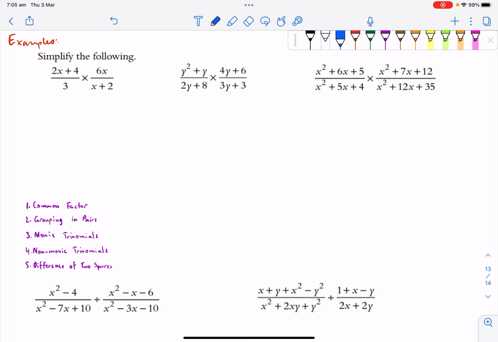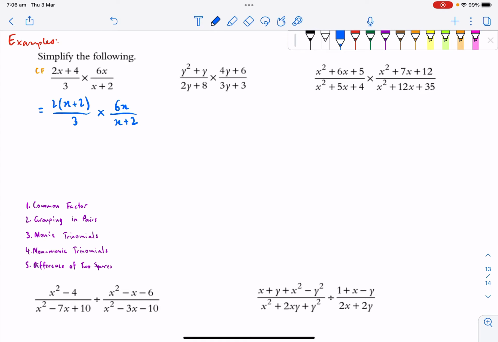So again, we go with a similar approach. All right. Now, what I do, I look at every single part of the fraction. I see 4 things: 1, 2, 3, 4. That's what I look for, and then I start here. What technique can I use here? And that one's easy. That one is common factor. Then I look at the other one. Can I do anything with this? No. Can I do anything with this? No. Can I do anything with this? No. So what we'll do, we'll start with this one. We'll factorize it. We get 2 bracket x plus 2 over 3 times 6x over x plus 2.